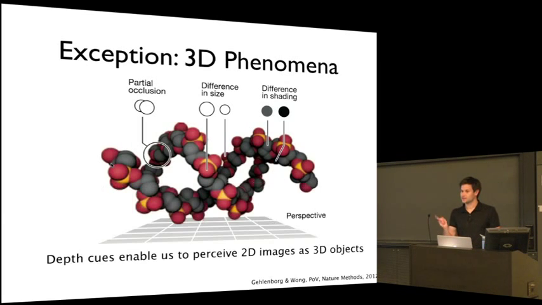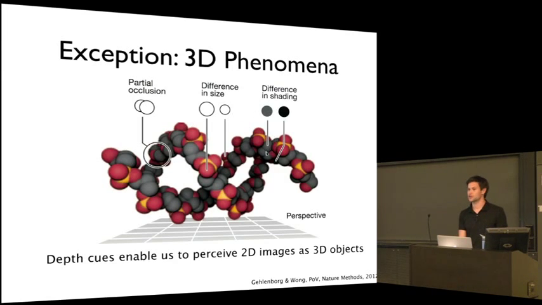Okay, but there is an exception. We can use 3D if you actually show a 3D phenomenon. And there we can use the natural depth cues that our brain is able to interpret to perceive 2D images as 3D. We can, for instance, use partial occlusion. If an object is behind another object, it will hide this one, and we will immediately see that this is further away. Then we have a difference in size, and we will be able to see that because it's what's happening in the real world.